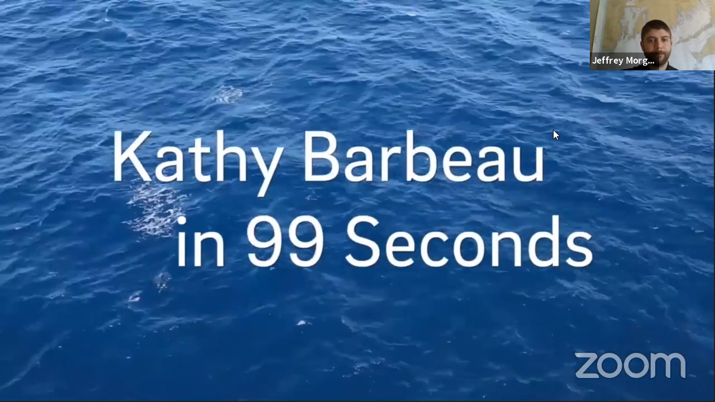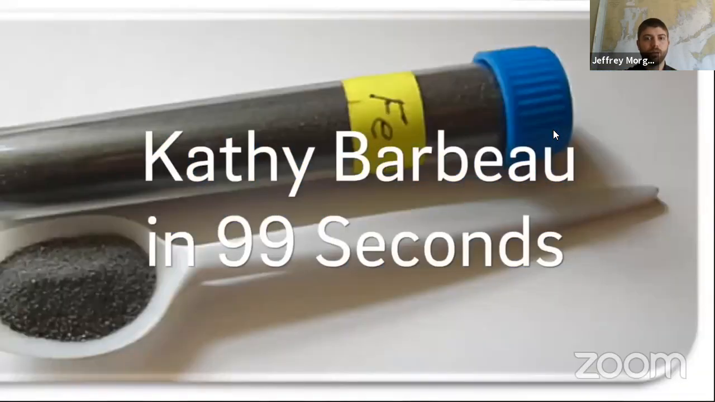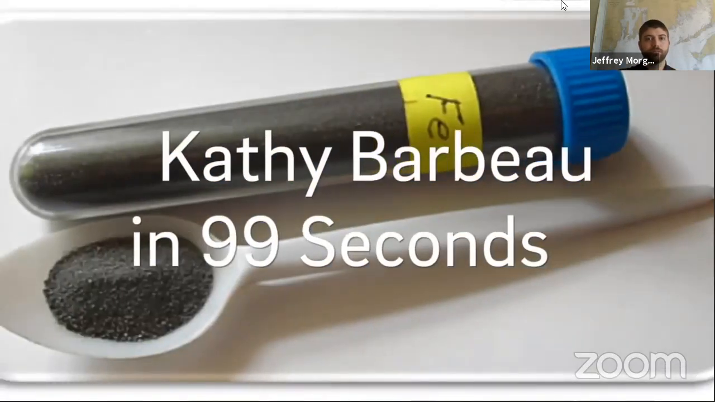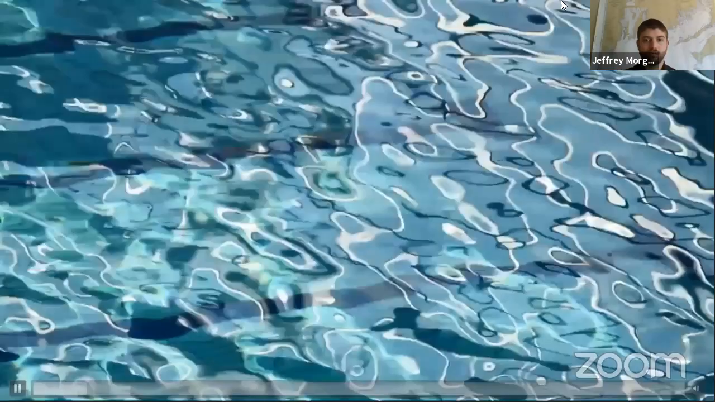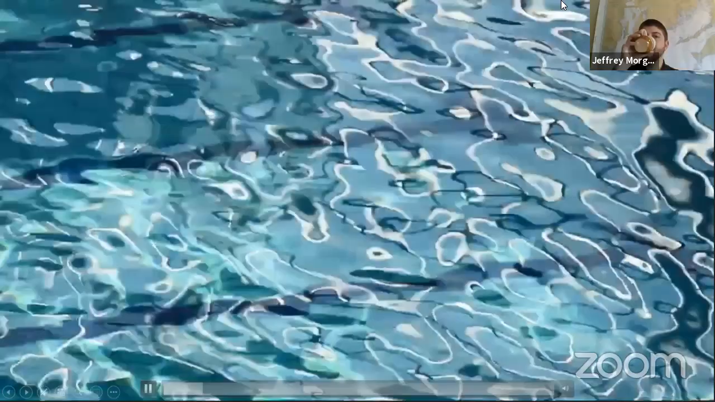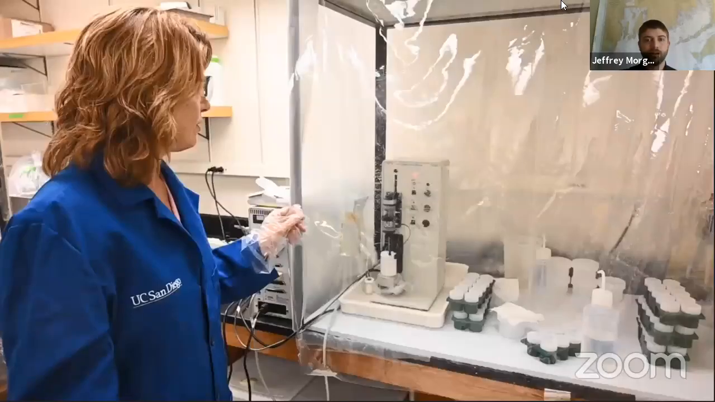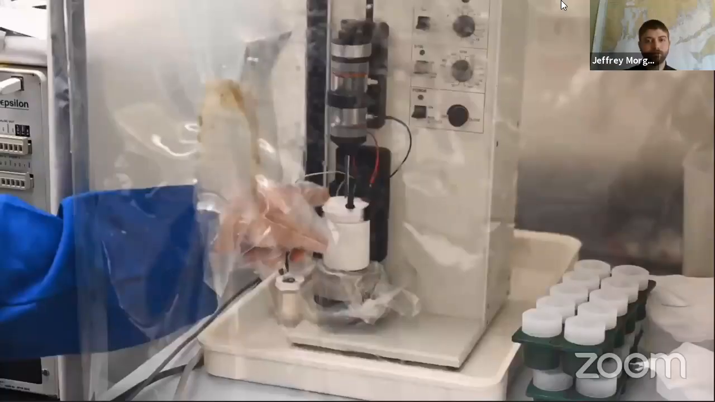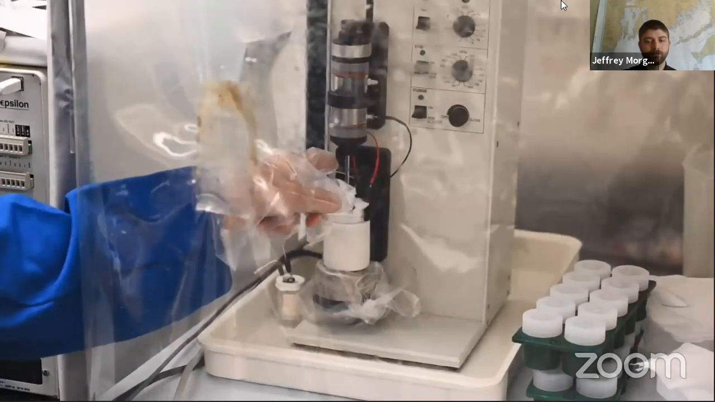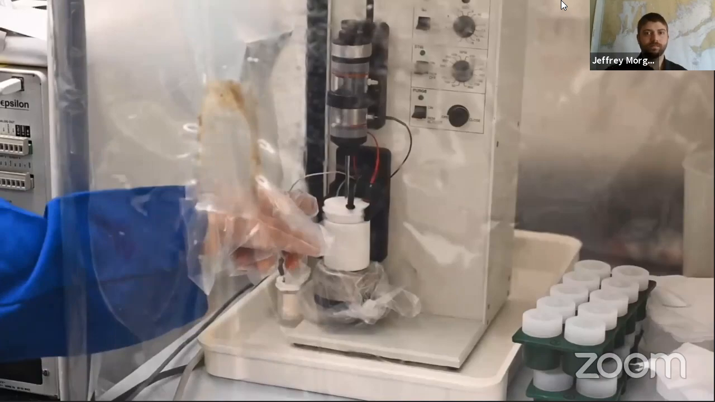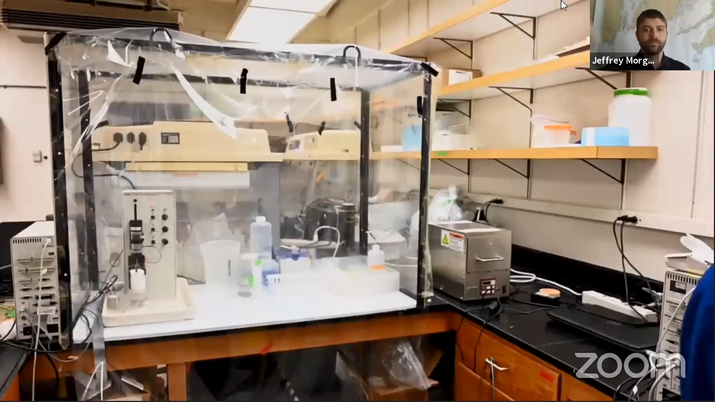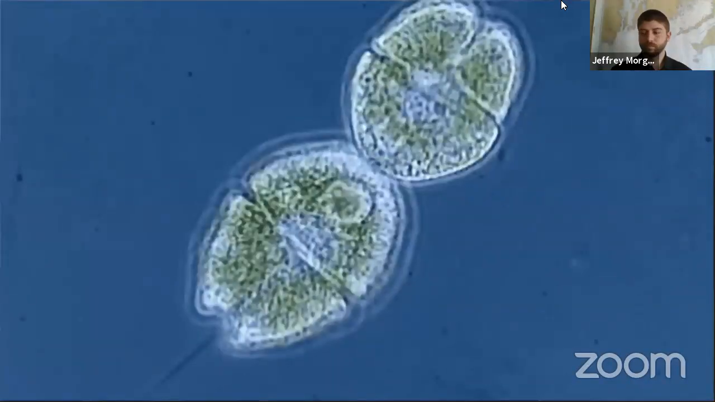The amount of iron in the ocean, it's vanishingly small. If you think about an Olympic-sized swimming pool, the amount of iron in the open ocean is literally represented by just a drop of water in that swimming pool. I'm Kathy Barbeau, and I'm a marine chemist and a professor at the Scripps Institution of Oceanography. I study the biogeochemical cycling of trace elements in the marine environment, so primarily iron, which can be an important micronutrient for phytoplankton in the open ocean.